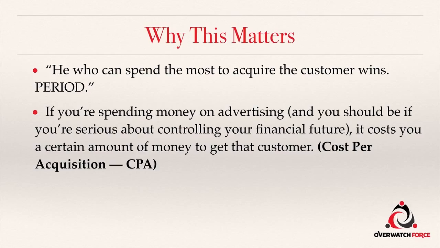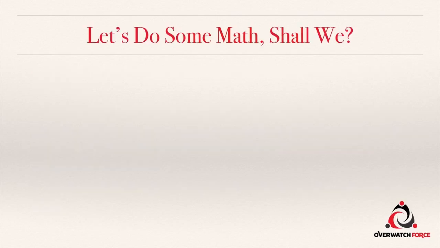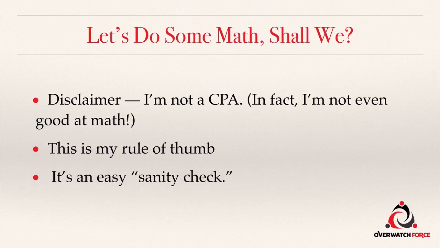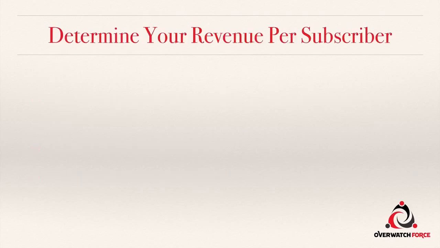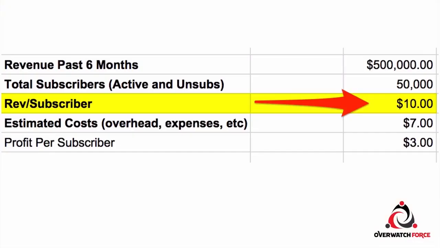It costs you a certain amount of money to get that customer. That's called a CPA, cost per acquisition. Adding affiliate offers to your follow-up sequence effectively lowers your CPA. So let's do some math. A disclaimer, I am not a CPA. In fact, I'm not even good at math. This is my rule of thumb, and it's an easy sanity check. Let's run through how to determine your revenue per subscriber. Simple. Revenue divided by total number of subscribers equals revenue per subscriber.